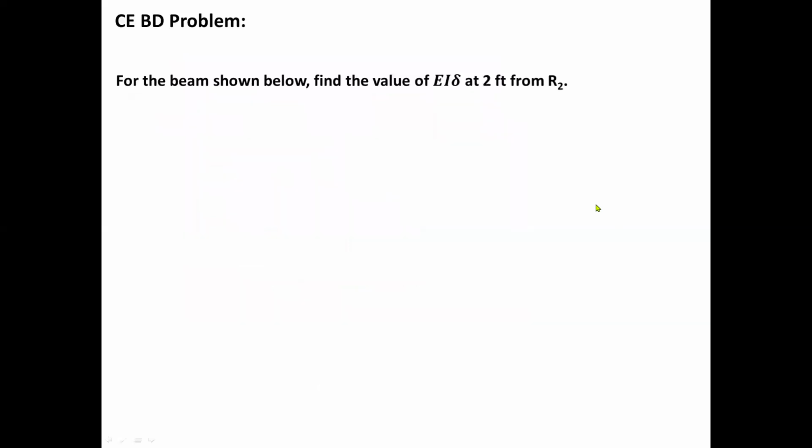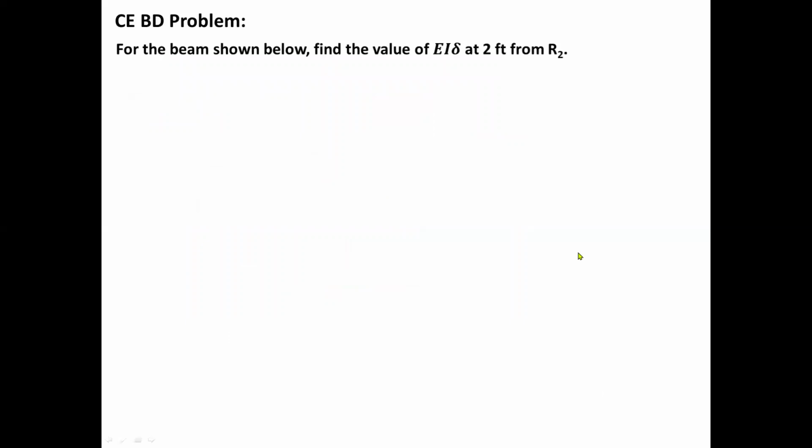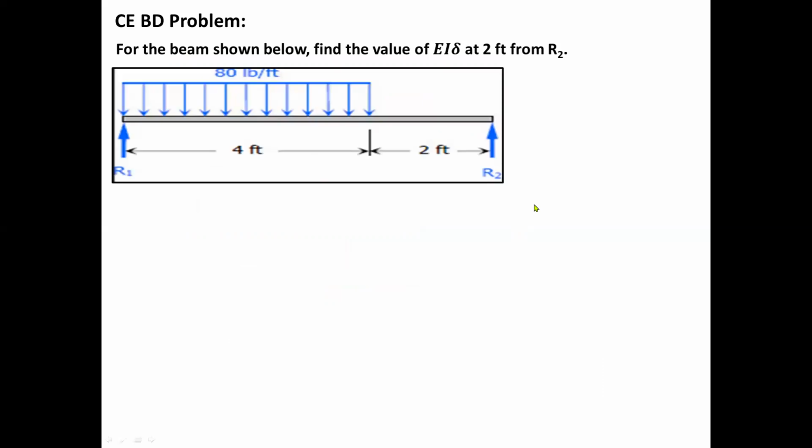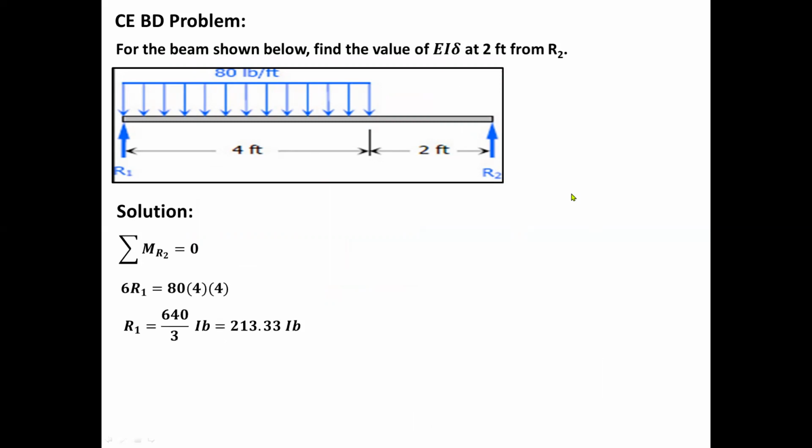Another CE board problem. For the beam shown below, find the value of EI deflection at 2 feet from R2. So, yun yung ating given beam. Okay, again. Solution. So, let's solve for the reactions. If we're going to compute for the reactions, R sub 1 is going to be equal to 213.33 pounds. At ang ating namang R2, mahanap natin is 106.67 pounds.